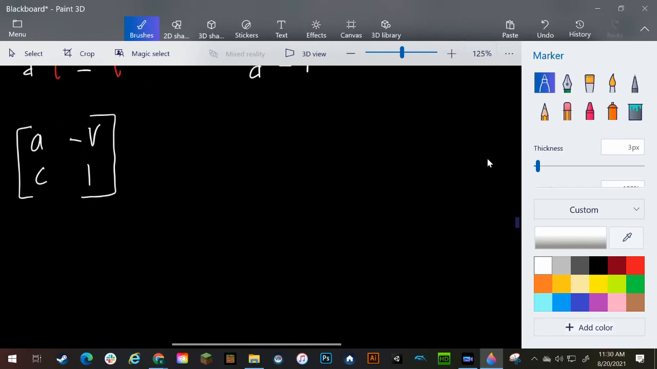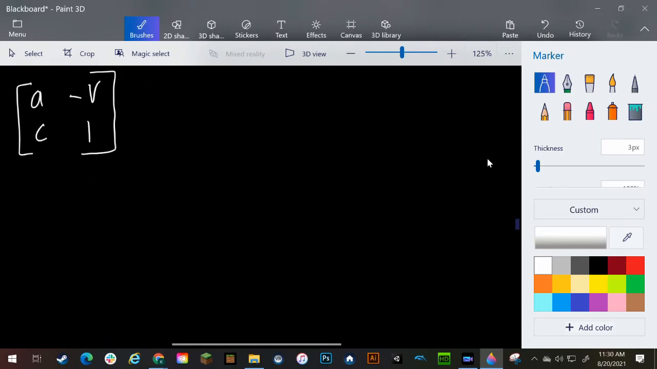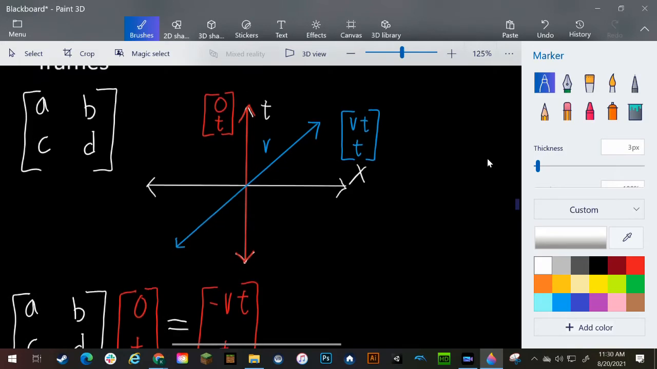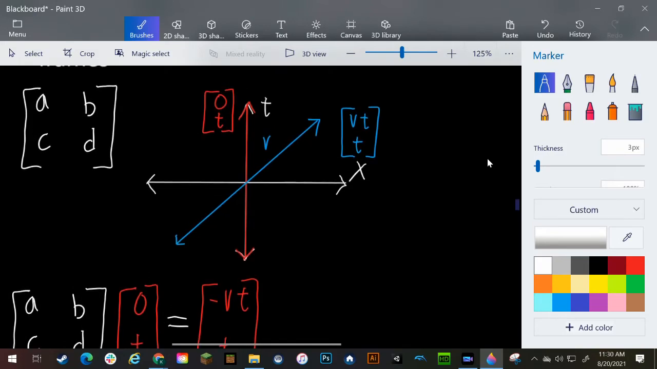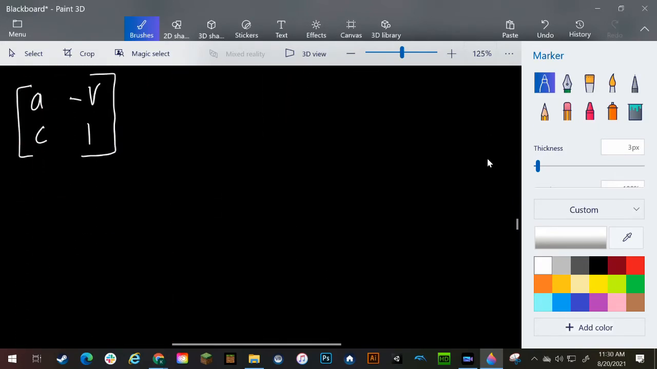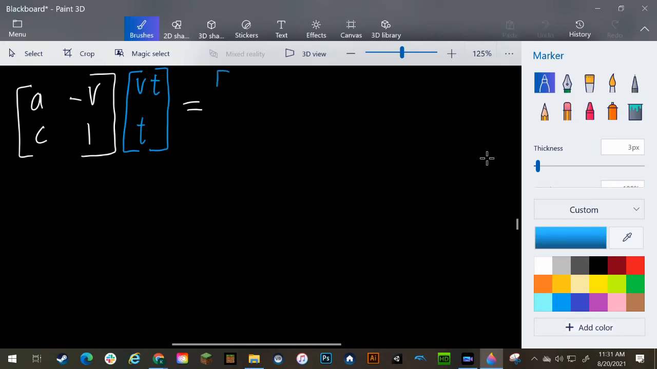So what other information can we use to solve for our last two variables? Well, we can look at what happens to Carl's world line as we change reference frames. So we know that Carl's world line begins in Bob's reference frame looking like the vector v, t, t. And what will Carl's world line look like in his own reference frame? Well, we already know. When you're in your own reference frame, your world line always just looks like 0, t. Because in Carl's reference frame, he'll only be moving through time.